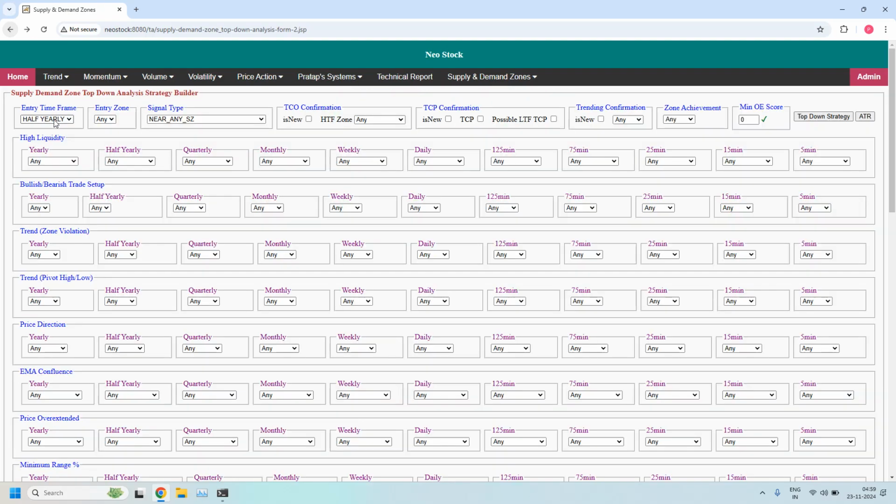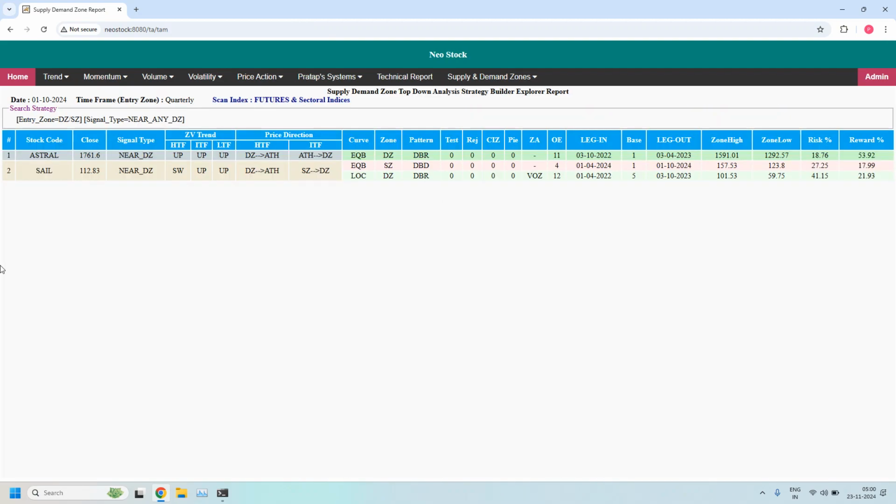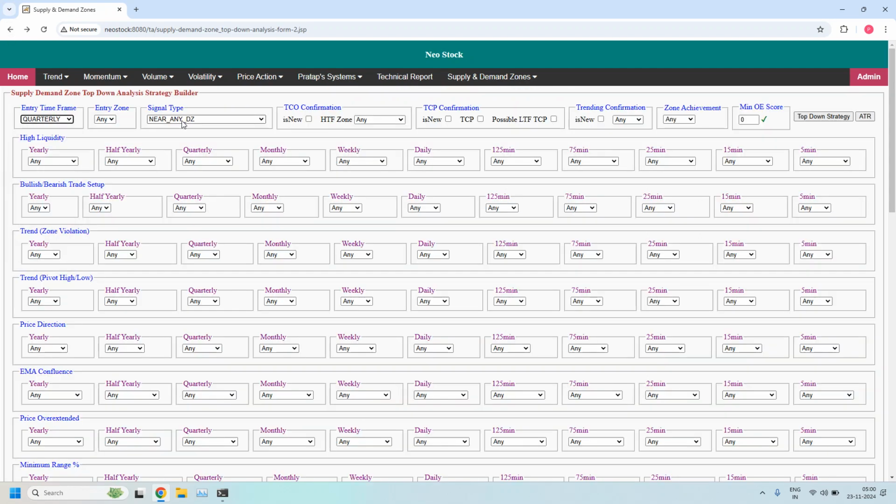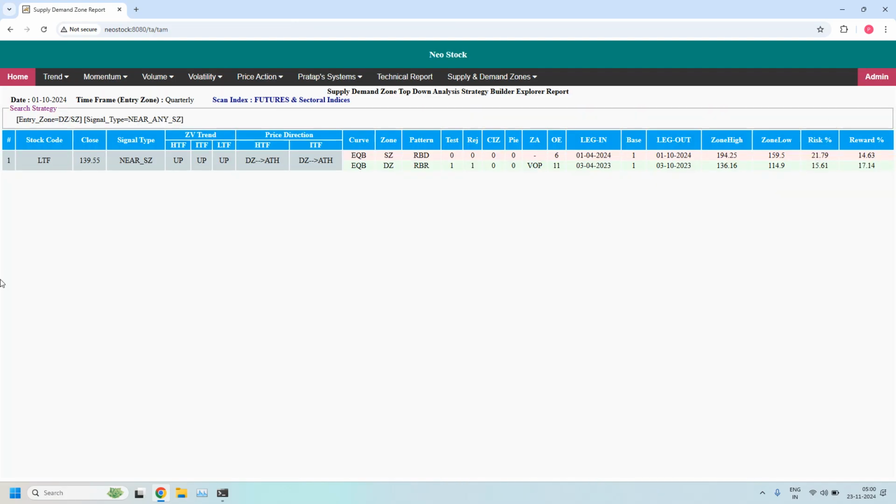Okay, the next time frame is quarterly. Let's find the stocks near quarterly demand zone. Two stocks are filtered. Next, quarterly time frame: find stocks near quarterly supply zone. One stock is filtered.